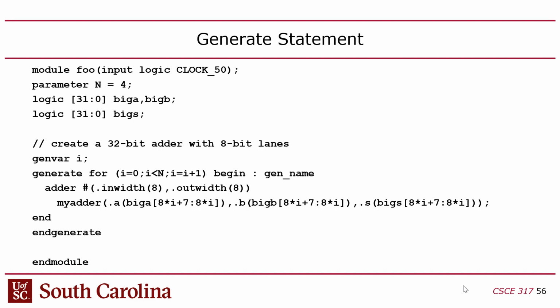And when I is, sorry, I think I got ahead of myself there. When it's 0, it's going to be 7 down to 0. When it's 1, it's going to be 15 down to 8. When it's 2, it's going to be 23 down to 16. And when it's 3, it's going to be 31 down to 24, right? So basically, it's going to divide up big A into 4 slices. And because I'm doing some arithmetic dependent on I, I can slice out which bit range I want.